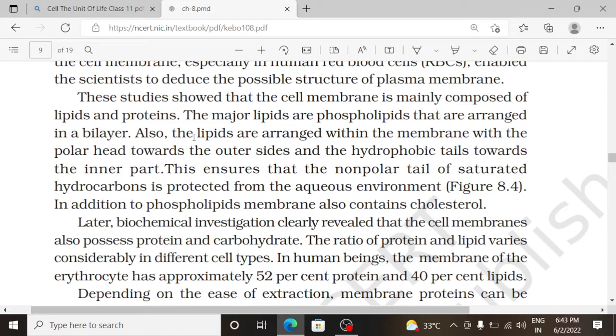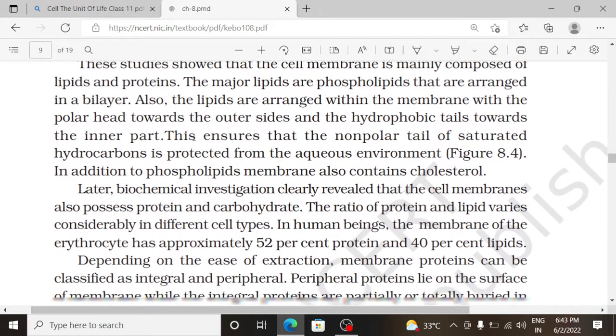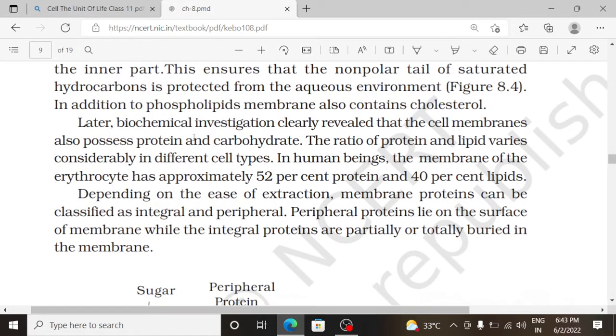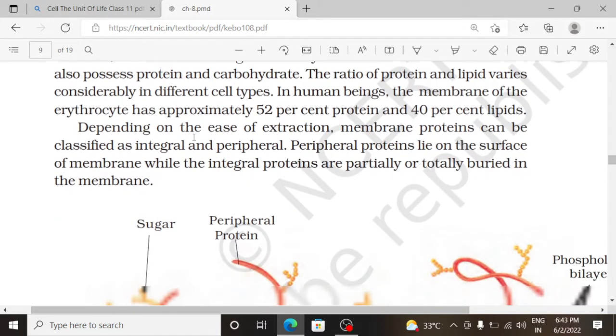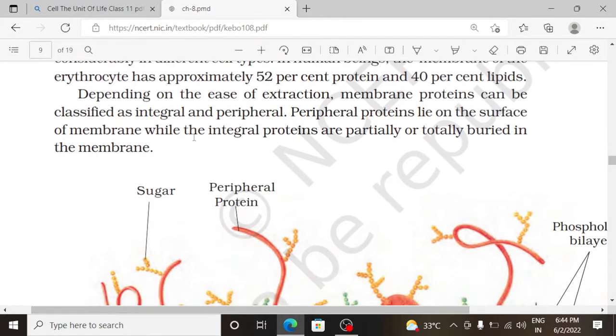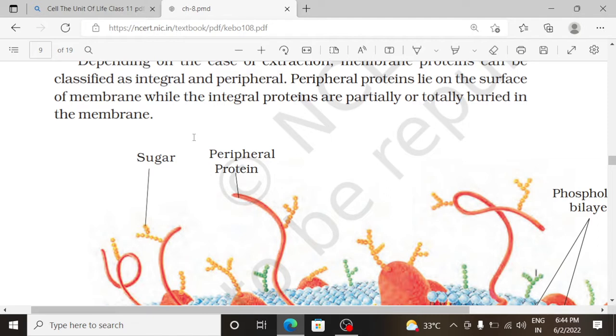In addition to phospholipids, membrane also contains cholesterol. Later, biochemical investigation clearly revealed that the cell membranes also possess protein and carbohydrate. The ratio of protein and lipid varies considerably in different cell types. In human beings, the membrane of the erythrocyte has approximately 52% protein and 40% lipid. Depending on the ease of extraction, membrane proteins can be classified as integral and peripheral. Peripheral proteins lie on the surface of the membrane, while the integral proteins are partially or totally buried in the membrane.